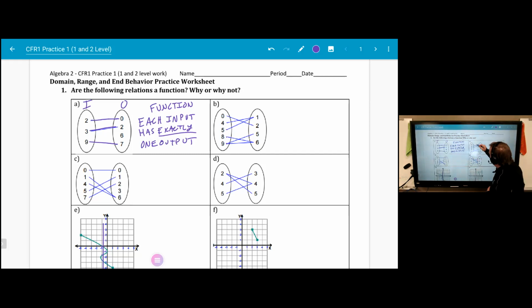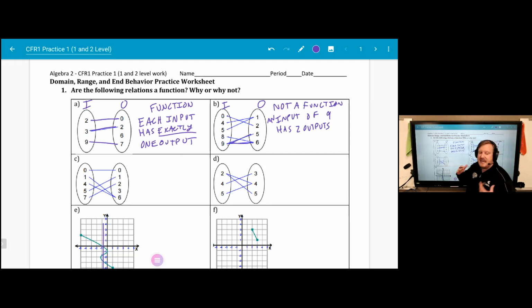Again, these are my inputs and my outputs. Looking through here, this has 1, 1, 1, 1. Whoa, this has 2 outputs. This is not a function, because not every input has exactly one output. An input of 9 has 2 outputs. That means it cannot be a function.